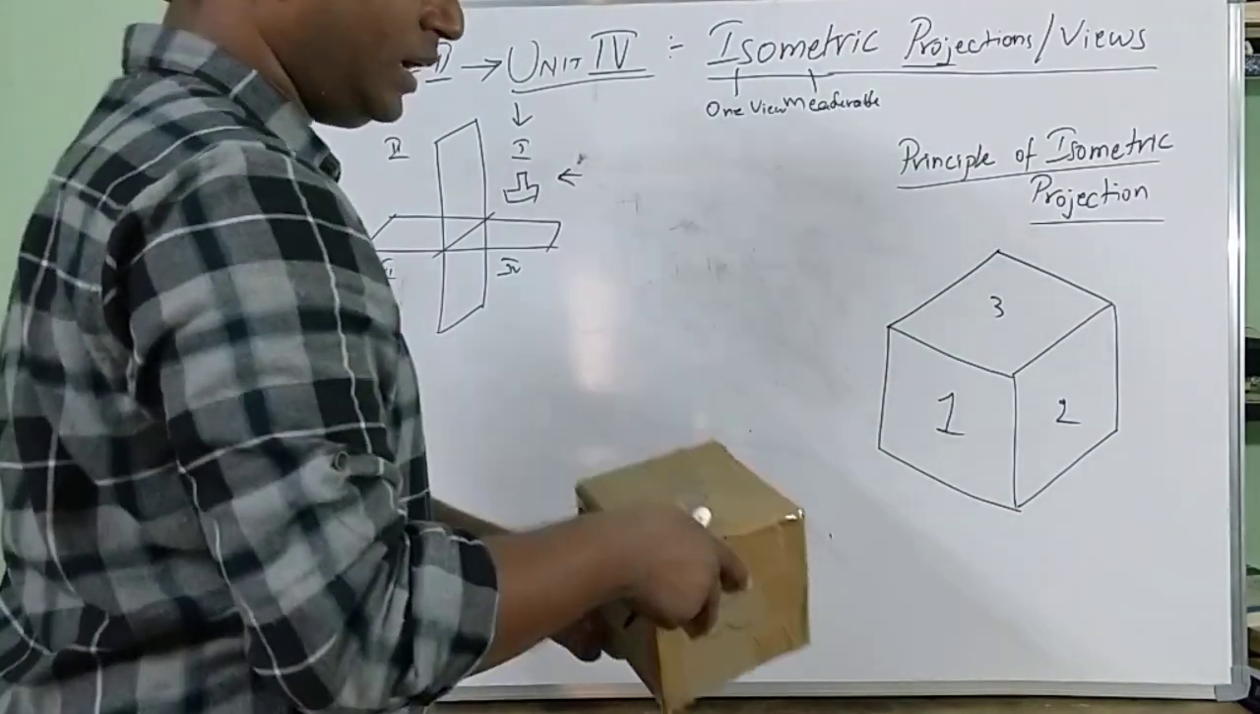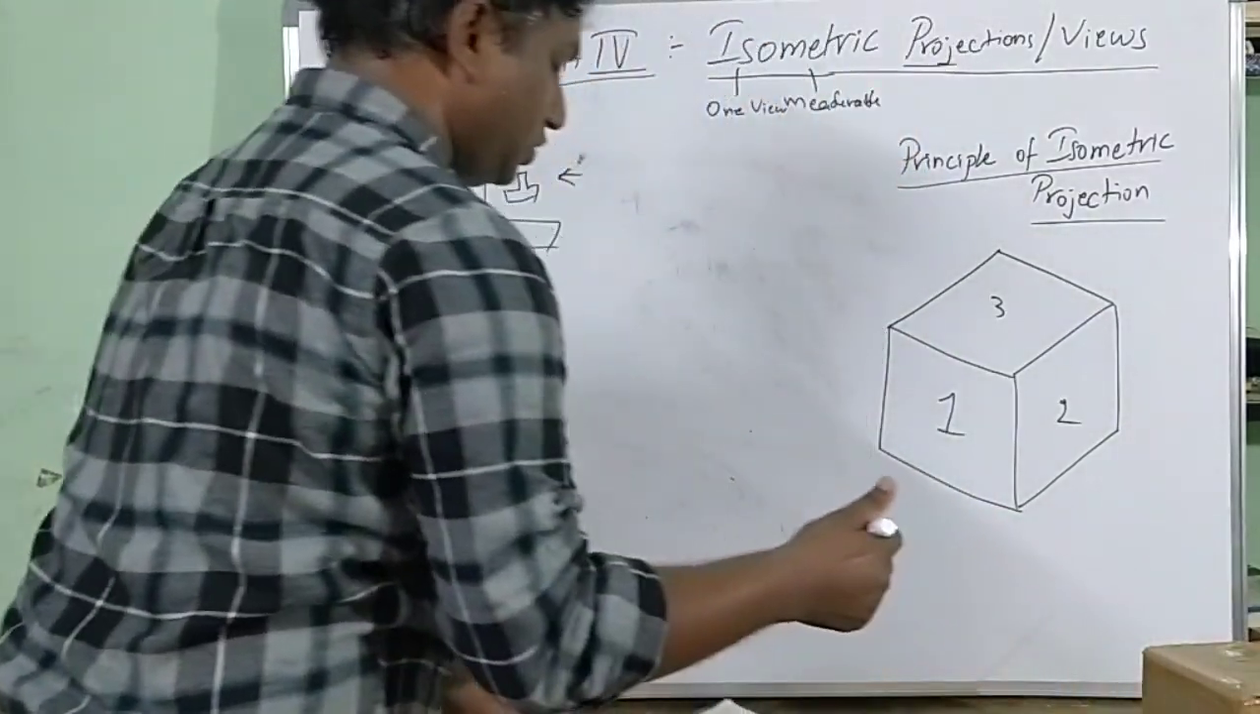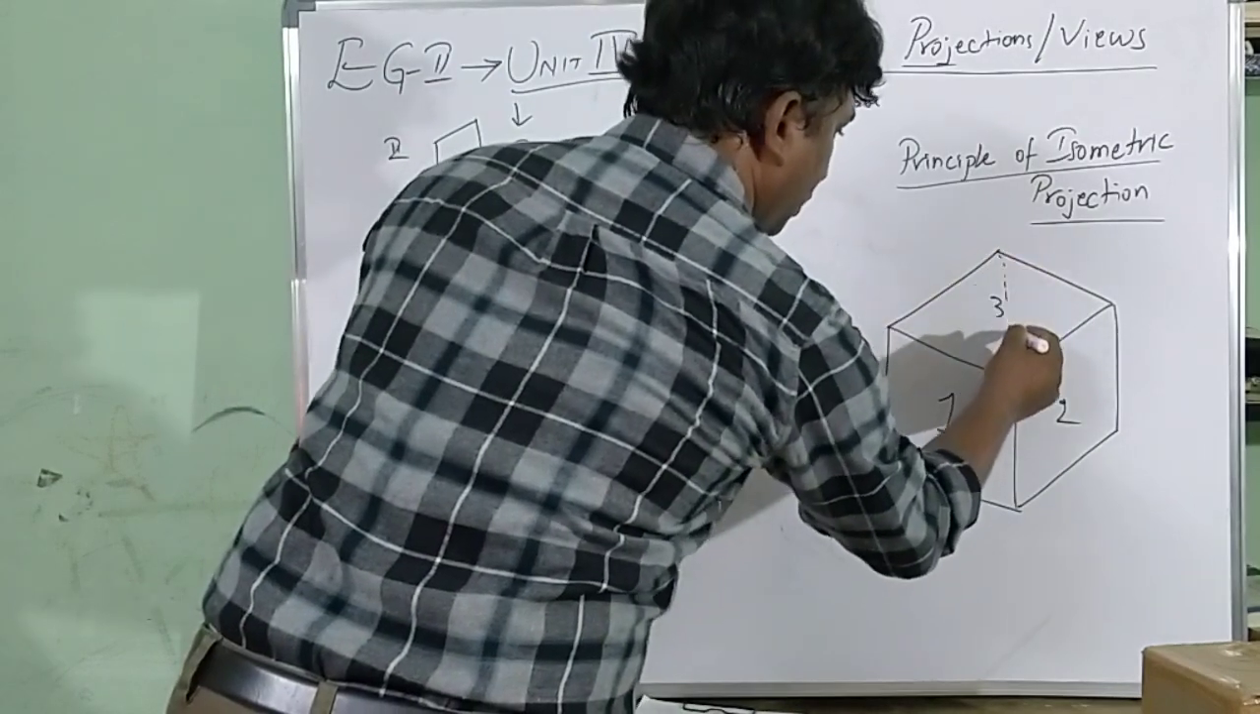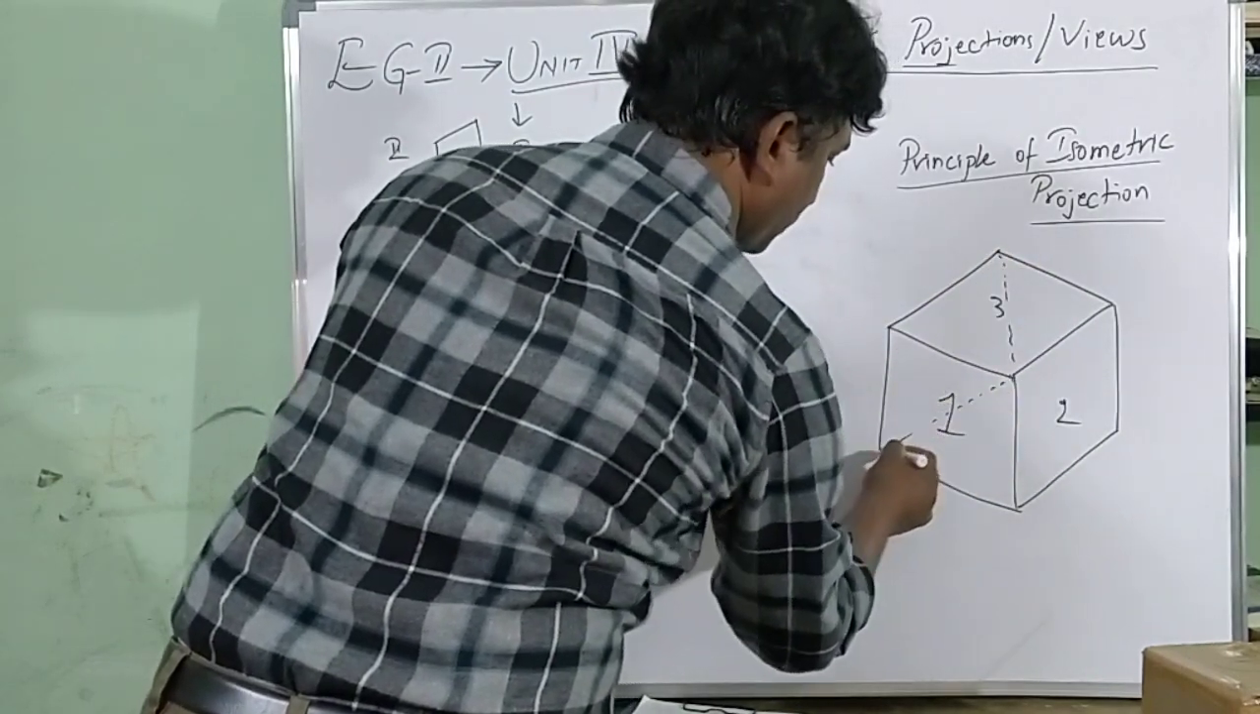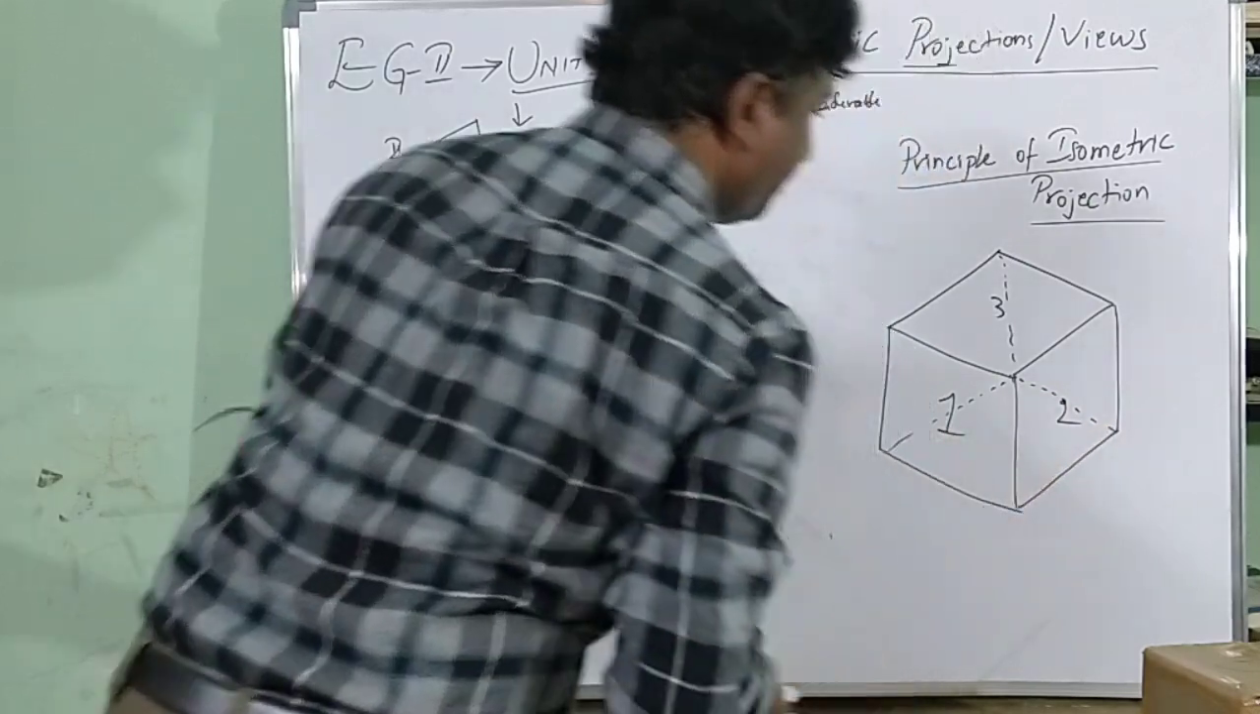Now there will be the remaining back faces. Those back faces you can also draw with the help of dotted lines or hidden lines, the other diagonals.